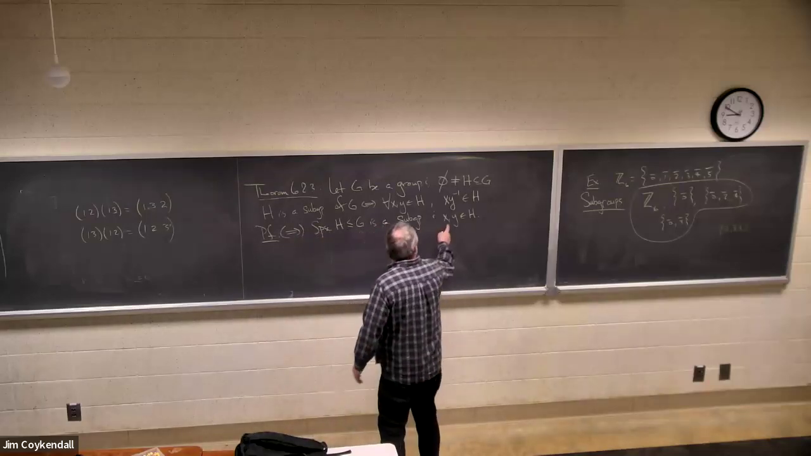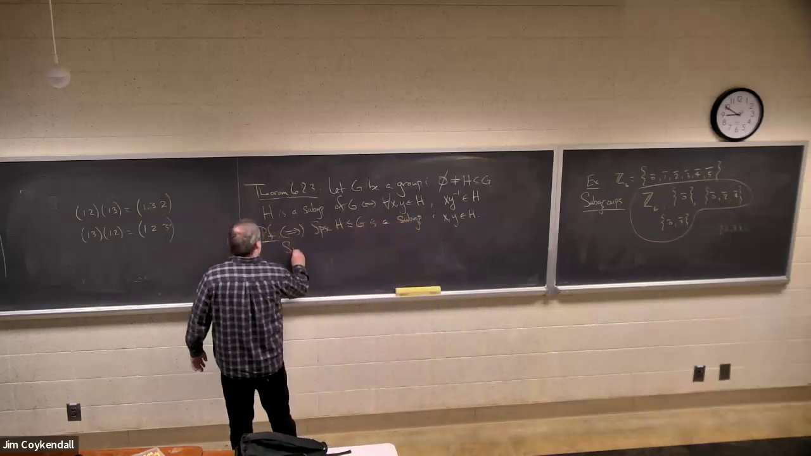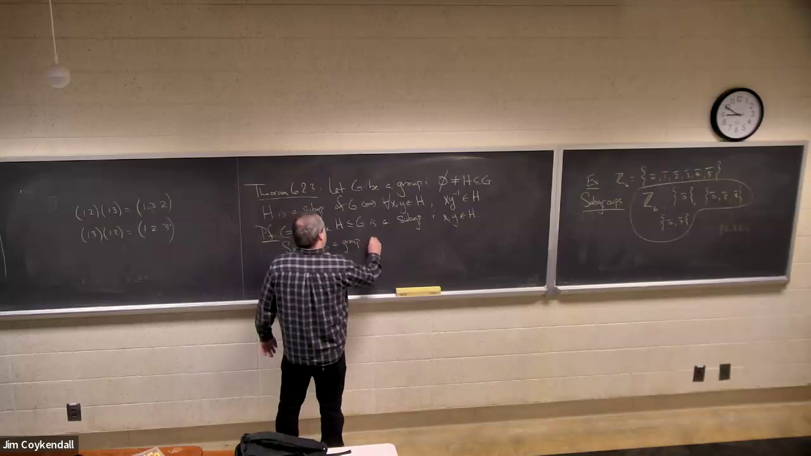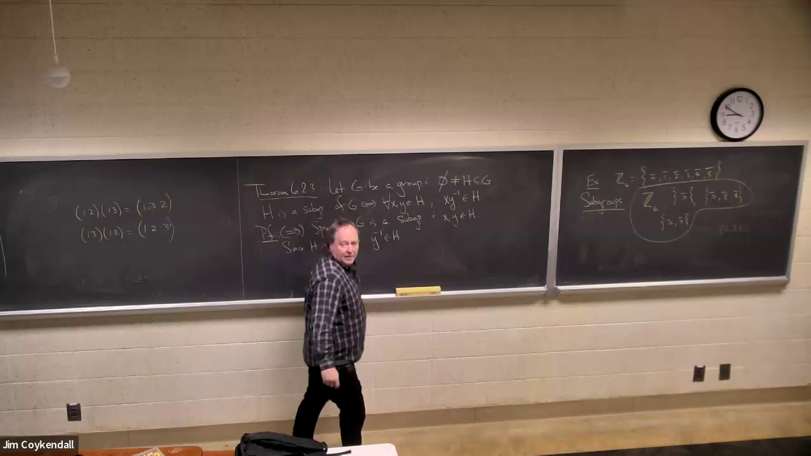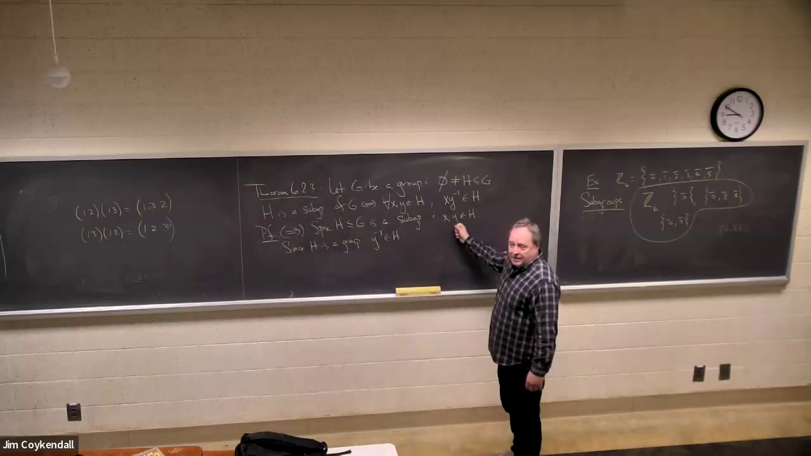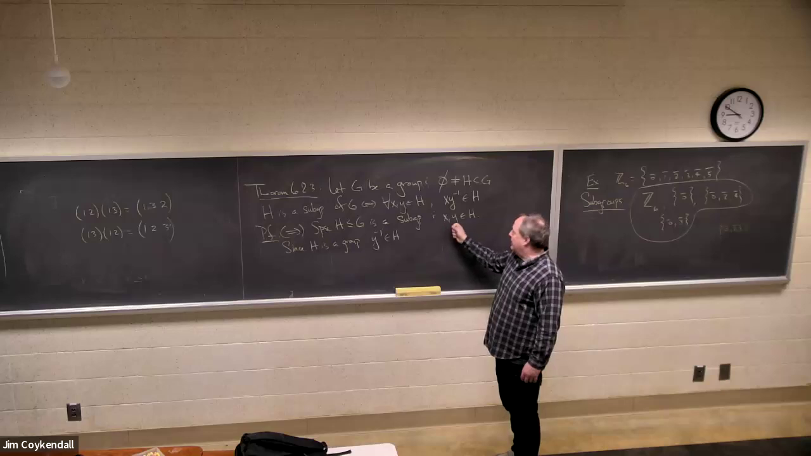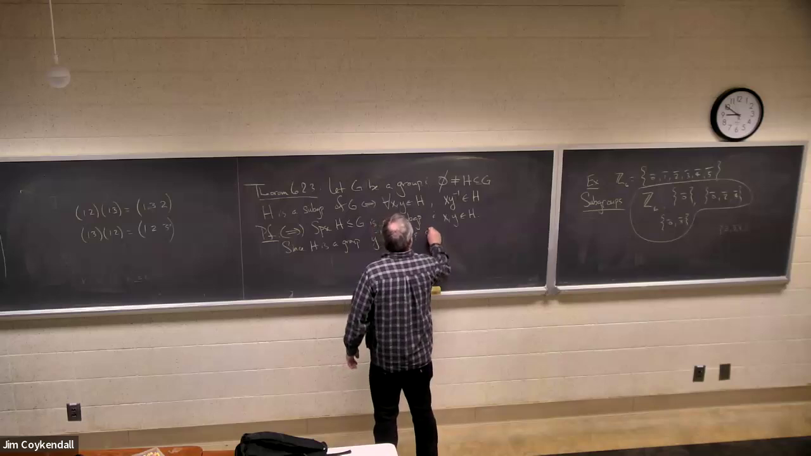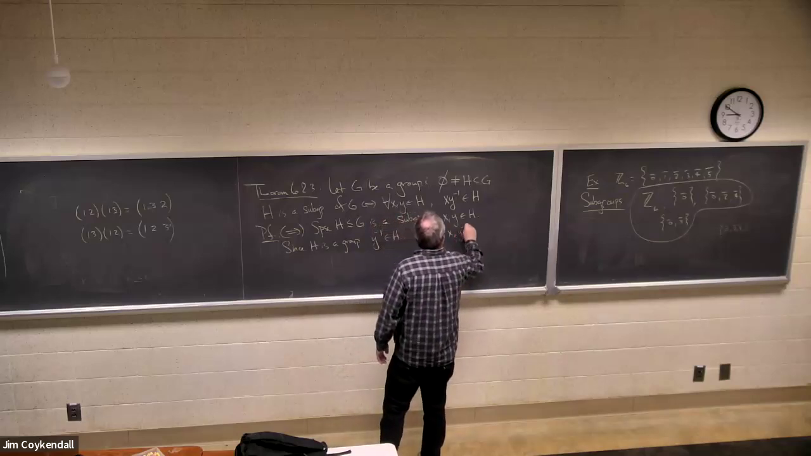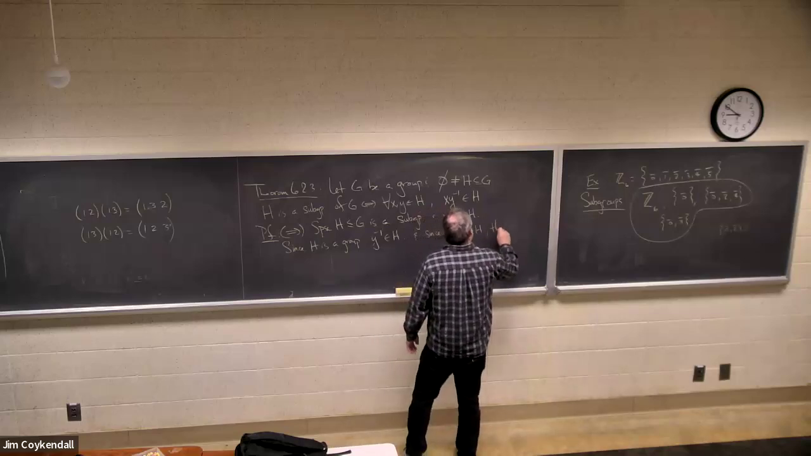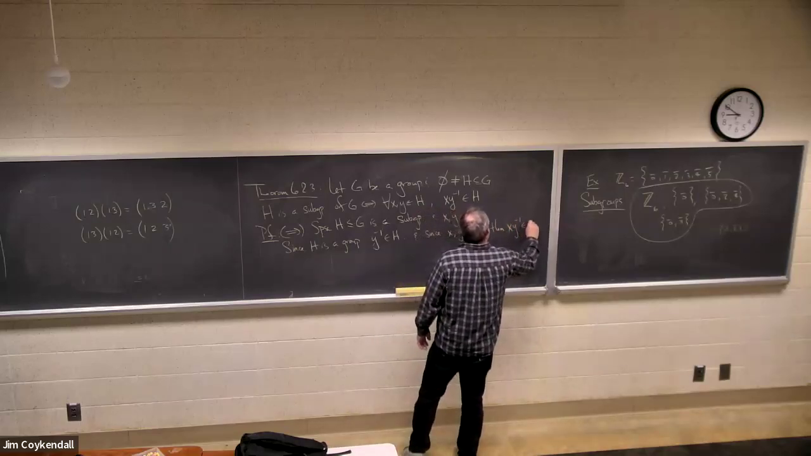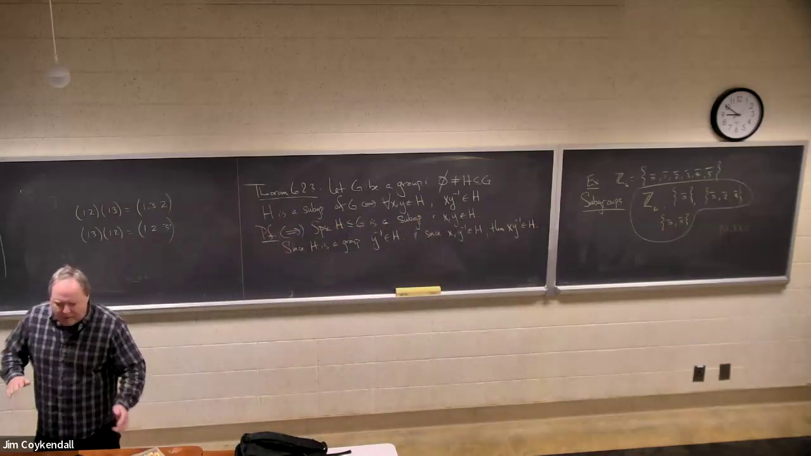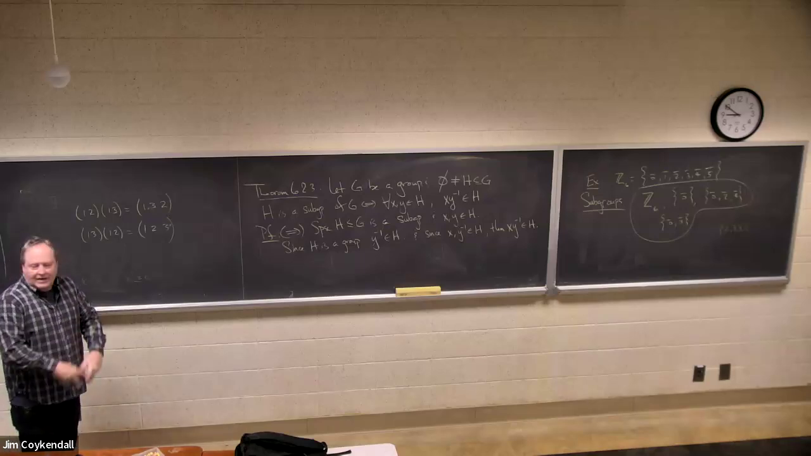Suppose x, y are in H. Since H is a group, y inverse needs to be in there, right? We're assuming that H is a group, so if it contains an element, it has to contain its inverse. And since x and y inverse are in H, then x y inverse is in H. And there's the forward direction. We'll talk about the other direction next time.